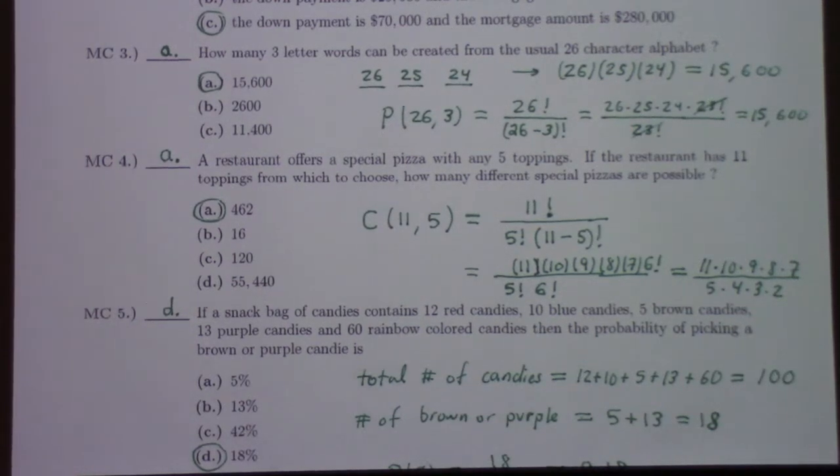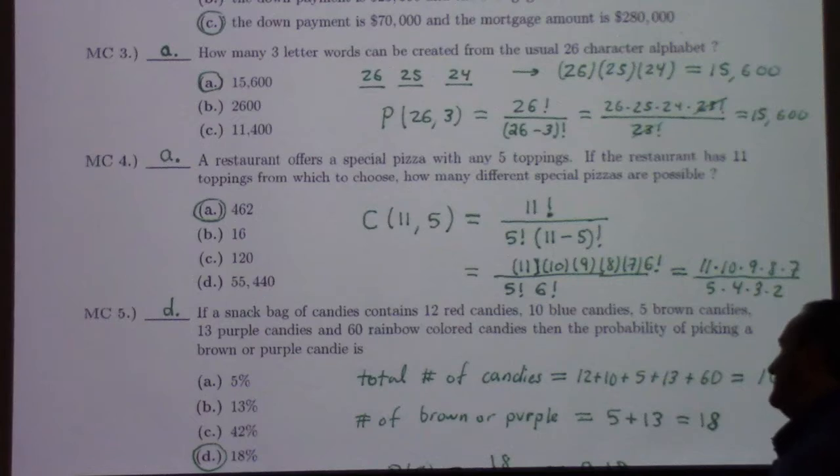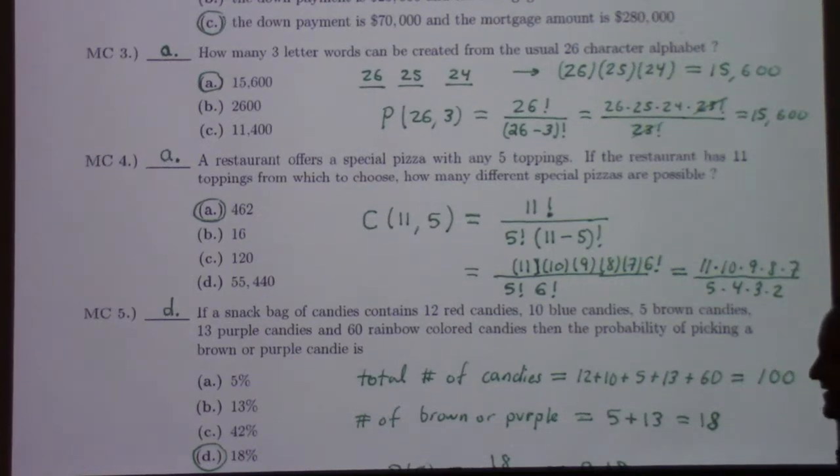If you wanted to count where you could repeat items, that would be more complicated, and that's beyond this course. But anyway, at least I haven't given you guys homework on that. So anyway, 11 choose 5 is what we got to calculate here, and that works out to 462. Problem 5, you got a snack bag of candies.